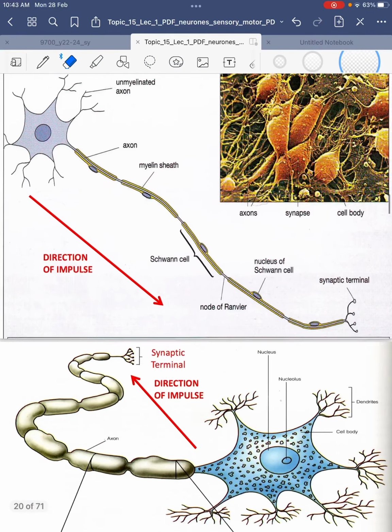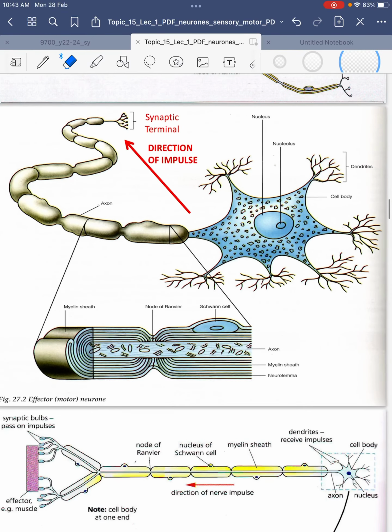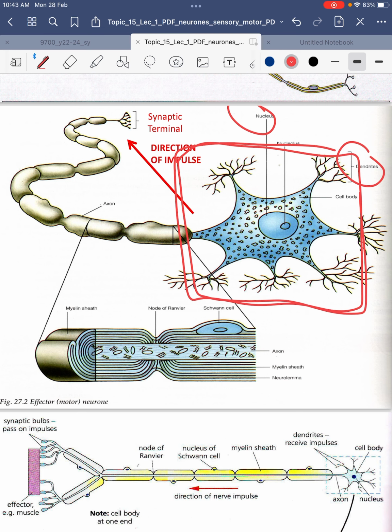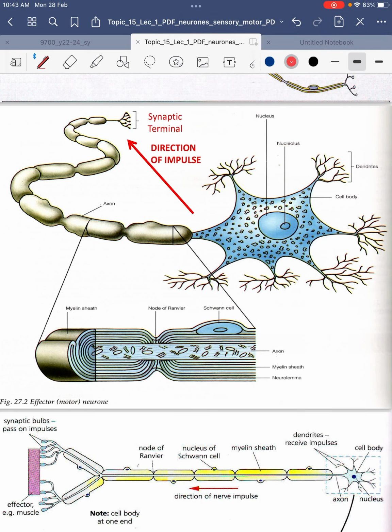Let's look at another diagram from another textbook here. Now you can see the dendrites and the nucleus. This part here is called the cell body. And you see the myelin sheath. You can see the Schwann cell here. This is the nucleus of that Schwann cell.